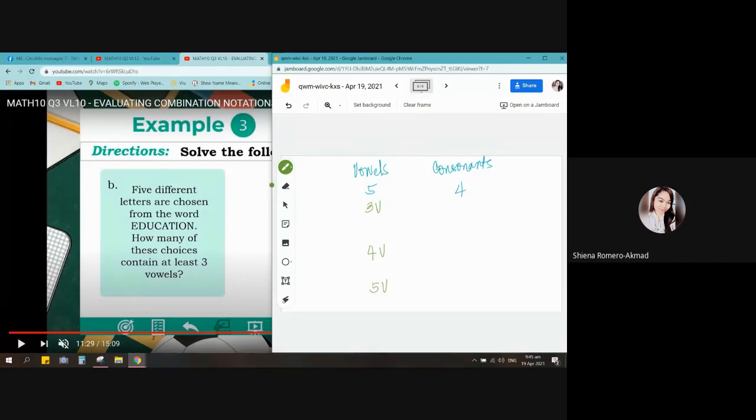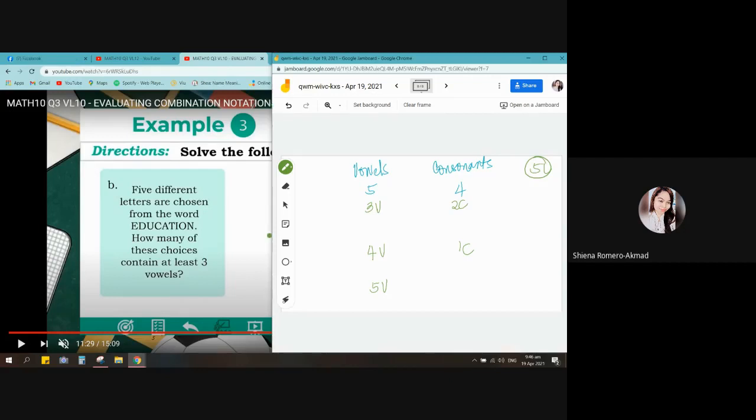So, if we have 3 vowels, we need 5 letters. Why did I write F? If we need 5 letters, aside from the 3 vowels, we'll get 2 consonants. If we have 4 vowels, we'll get 1 consonant. And if we get 5 vowels, of course, it's complete.